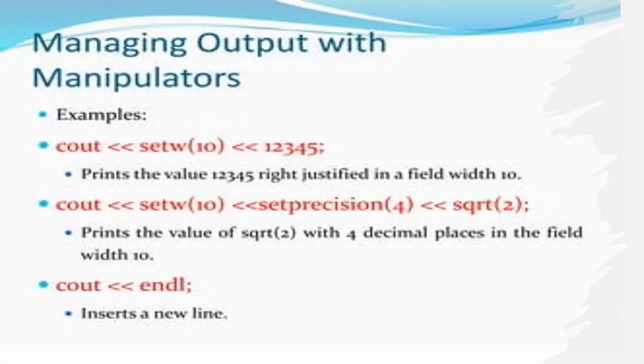Next example, manipulators with cout: cout << setw(...) << setprecision(4), which defines the value of the square root of 2 with 4 digits.